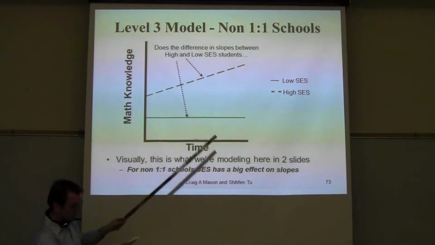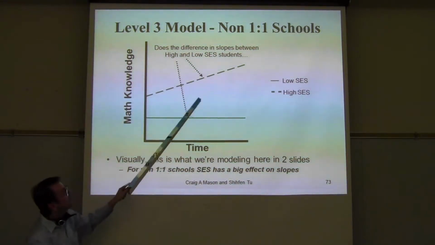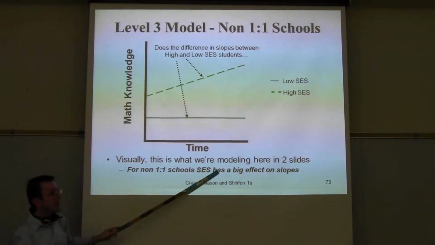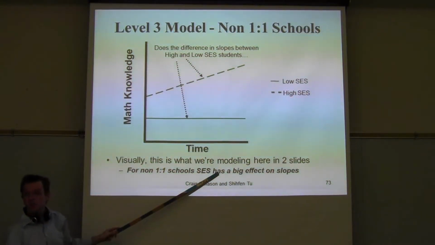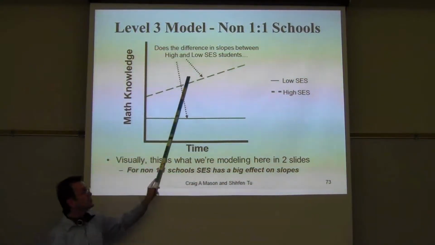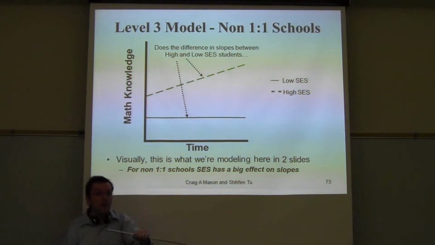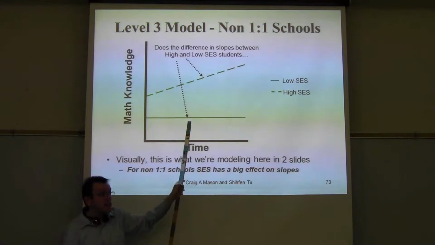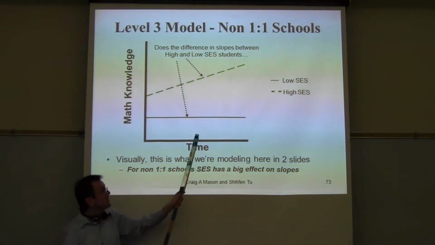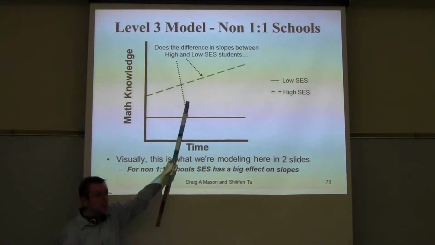Let's make sure I'm interpreting this right. I'm not going to have to contradict myself in just a second. Yeah. Here, notice there's a pretty big difference in the slopes. For non-laptop schools, the business as usual school, low SES kids are showing very little growth. High SES kids are showing more rapid growth. So there's a definite SES effect on the slope, from a 0 to a nice positive number based on your SES.